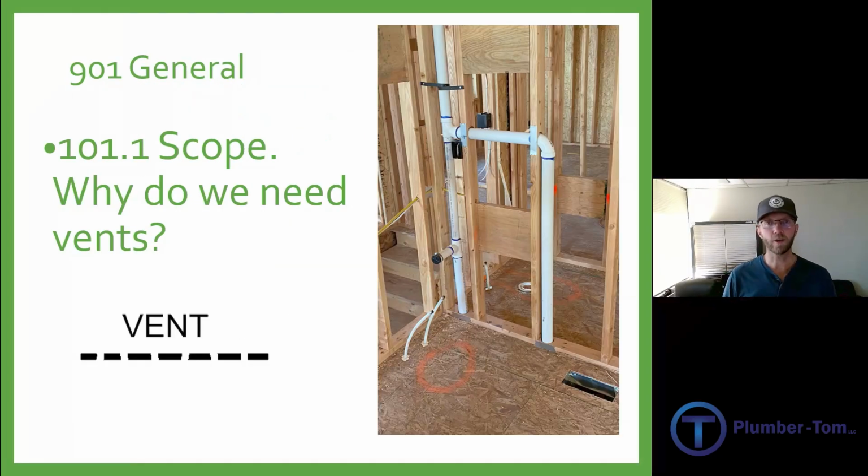Here we go into International Plumbing Code Chapter 9. Starting with 901, we have the scope. The scope in any of these chapters is going to tell us what this chapter is going to be all about. Let's just get a broad statement. What are we studying here? This chapter shall govern the materials, design, construction, and installation of vent systems. But this brings us to an important question. Why do we even need vents?